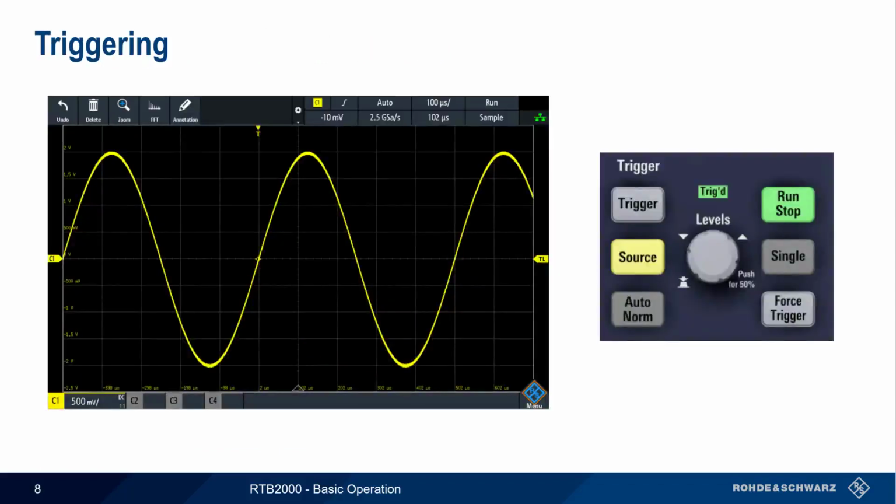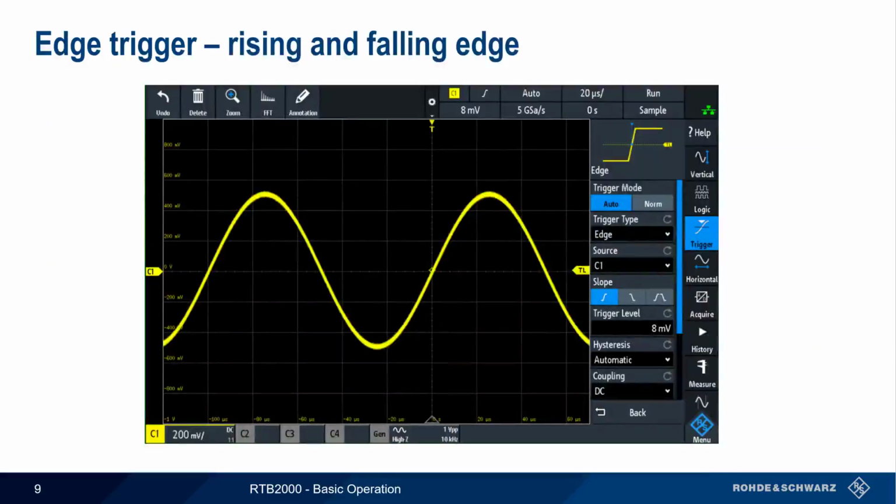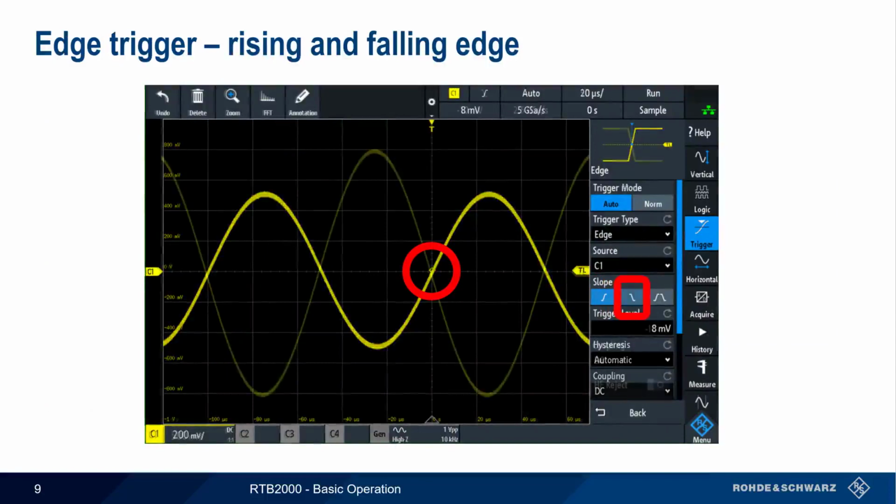Next, let's talk about triggering. Recall that there are many different types of triggering, but the most common and most basic form of triggering is something called edge triggering. In edge triggering, we configure a trigger level using the trigger level knob. The current trigger level is indicated by a TL flag on the right side of the screen, and is also shown numerically at the top of the screen. The trigger point, that is, where the trigger occurred in the displayed waveform, is marked as well. Note that an edge trigger can be defined either as a rising slope, a falling slope, or both.